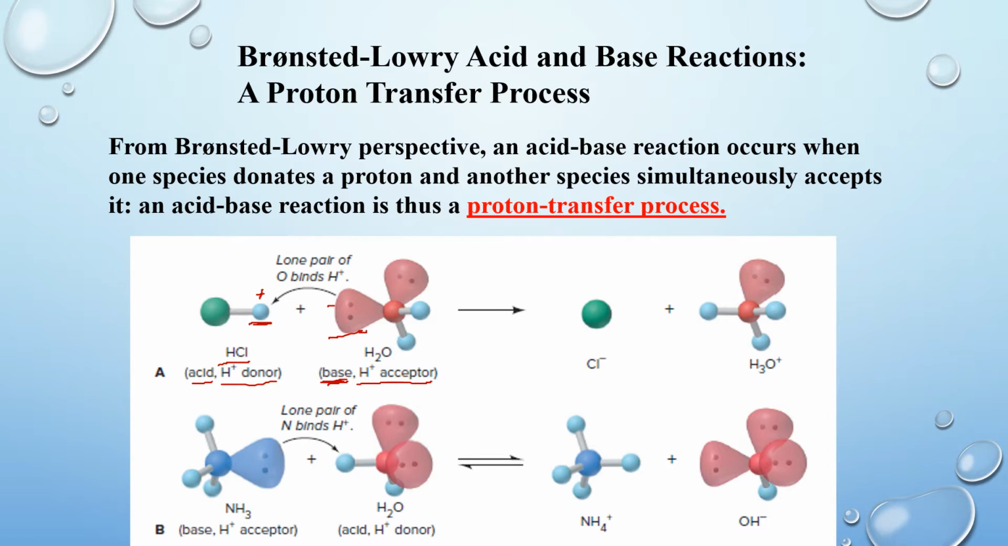In example B, we have ammonia dissolving in water. In this case, water is actually acting like an acid. Why? Because it can donate that proton, and the ammonia will accept it because ammonia has a lone pair of electrons on the nitrogen. This lone pair of electrons on the nitrogen will accept that proton from water. So we say ammonia is a base because it accepts that proton, and the water in this case is an acid because it donates a proton.